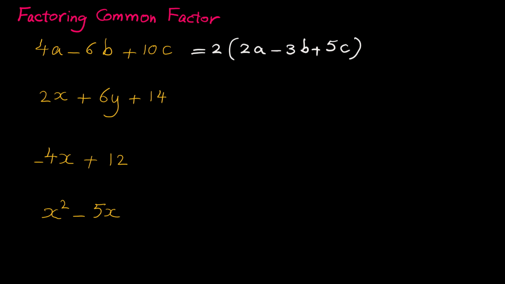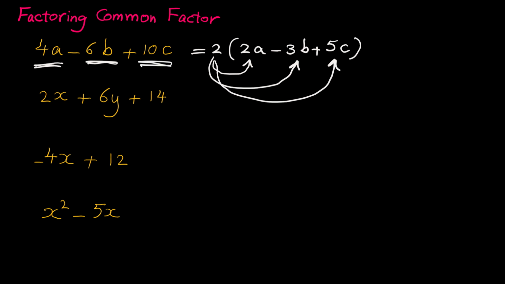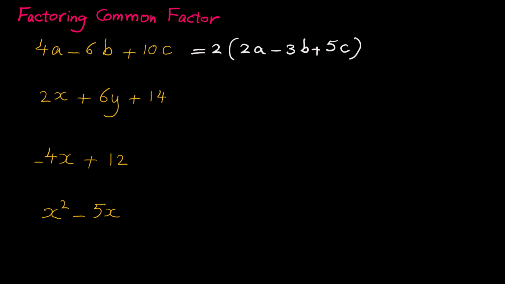How can we make sure that our answer is right? Multiply 2 in the bracket. 2 times 2a is 4a. 2 times 3b is 6b, and because we have a negative, we have to put the negative. 2 times 5c is 10c. So in this way, by multiplying the terms that we factored in the bracket, we can make sure that our answer is right. But how did we write the expression in the bracket here?